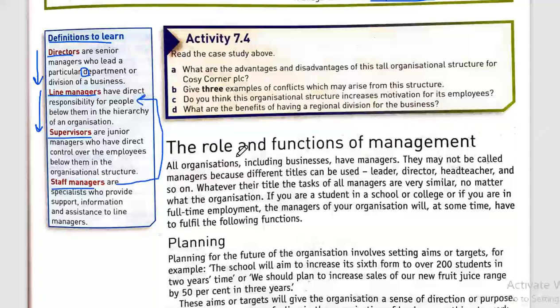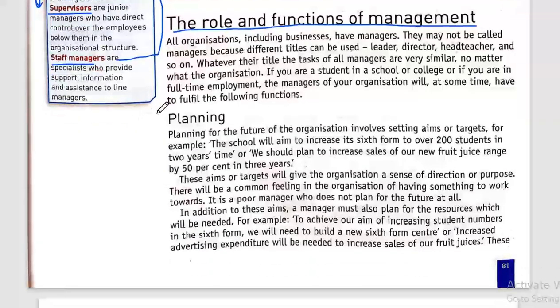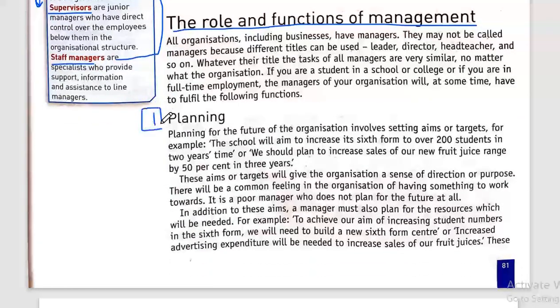Now, we're going to be talking about management itself. Management has a role and functions. So over here, we're going to be talking about the functions of management. If I'm a manager, what am I supposed to do? What are my roles or my responsibilities? So let's start with the first one. The first responsibility is planning. Planning for the future of the organization involves setting aims or targets.